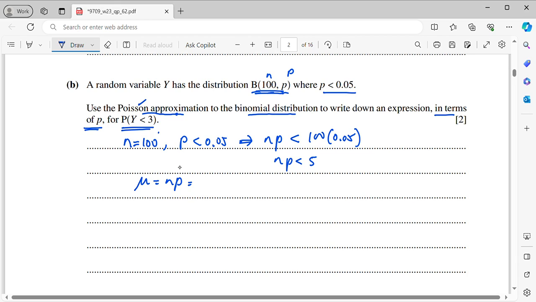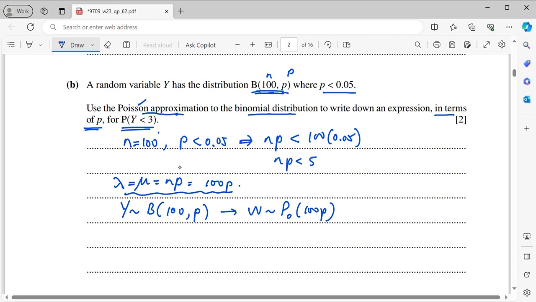You can write lambda or you can write mu. That will be np, which means it's going to be 100p. So from here I will write Y is binomial distributed with n equal to 100 and the probability of success p. Now it will be approximated to Poisson distributed with lambda equals 100p.